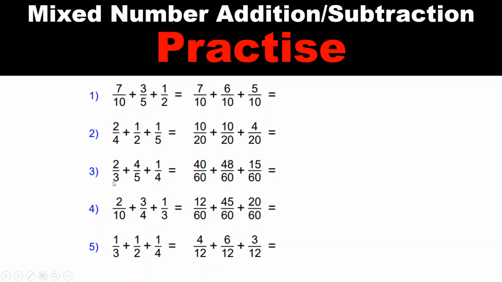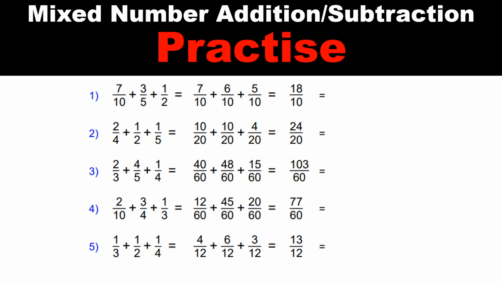For the third question, our lowest common multiple was 60. 3 times 20, 5 times 12, and 4 times 15. For the fourth one, again, my lowest common multiple was 60. 10 times 6, 4 times 15, and 3 times 20. And for question 5, our lowest common multiple was 12. 3 times 4, 2 times 6, and 4 times 3. Now that we have our common denominators, we can add our numerators.